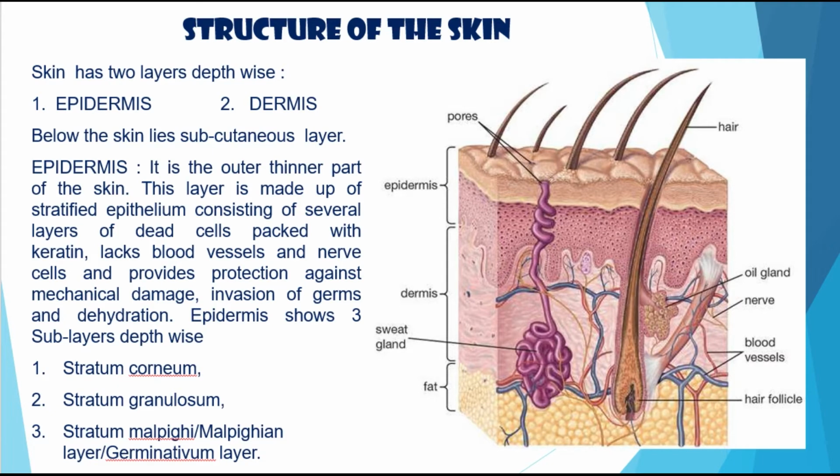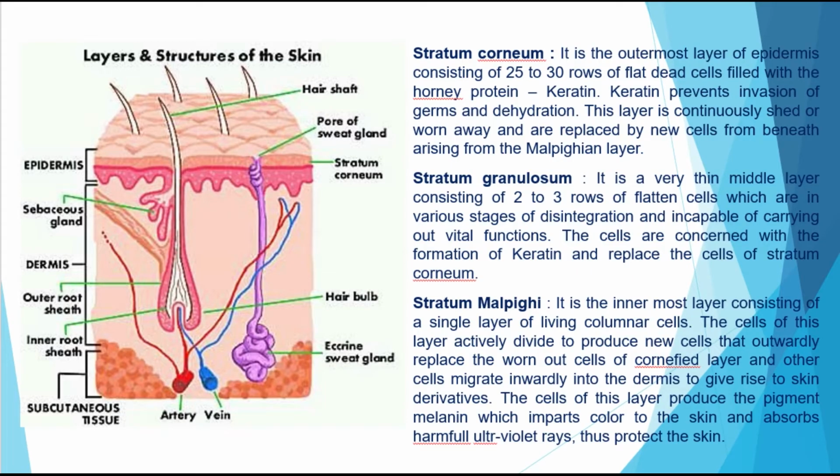Below is the dermis. Each layer we are now going to discuss individually. Now this is the stratum corneum, the outermost layer of the epidermis. You can see the stratum corneum here. It consists of 25 to 30 rows of flat dead cells filled with the horny protein keratin. So keratin prevents invasion of germs and dehydration. It has the capacity to absorb water and prevent the germs from entering.